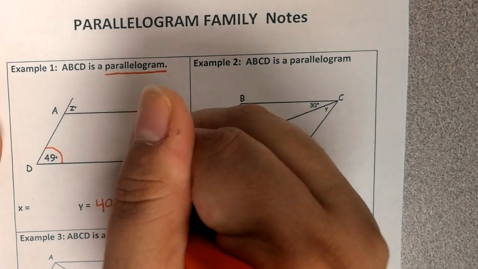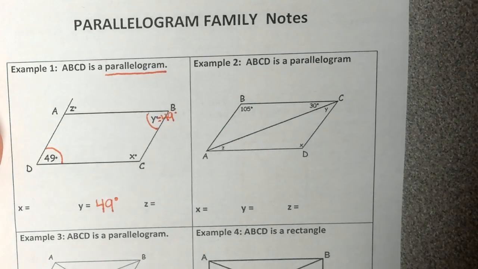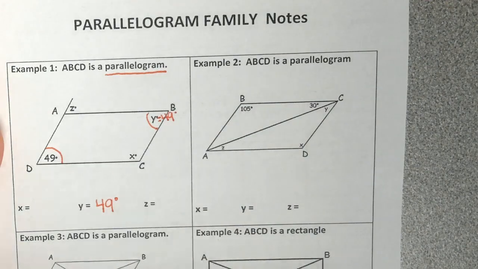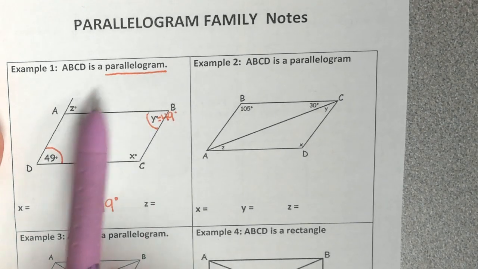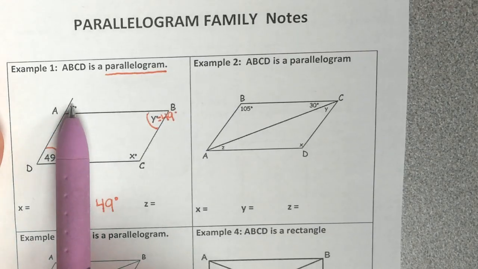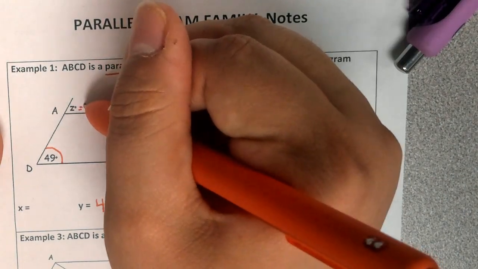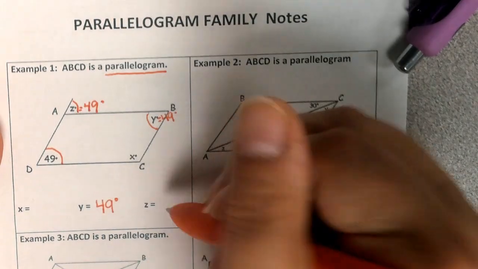Why? Opposite angles are congruent. Cool. What else do I know? Why is Z 49 degrees? Not corresponding. Oh, okay, maybe just kidding. Z is corresponding with this right here. Or you could say it's alternate interior with, yep, either way, Z is also 49 degrees. I agree.